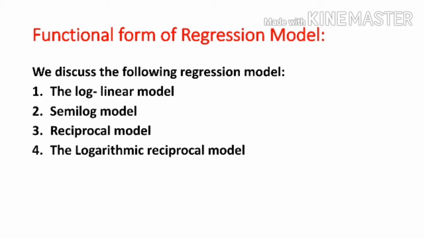Functional form of a regression model. We discussed the following regression models. There are four regression models: the log linear model, semi-log model, reciprocal model, and the logarithmic reciprocal model. This is for the functional form of regression models, and more is explained on the next page.